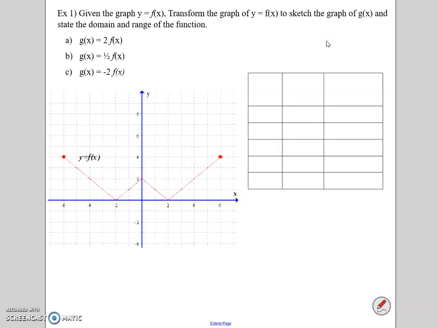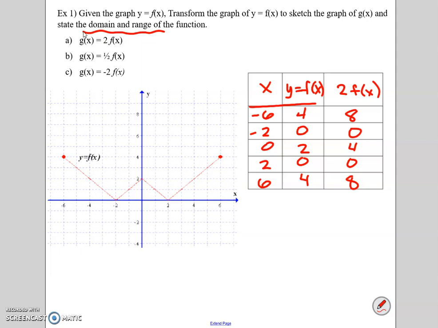Here we're given the graph of f of x. So the red graph here is f of x. We are going to sketch the graph of g of x and state the domain and range. We didn't do as much of the domain and range yesterday, so I really want to make sure we're good with that today. So let's try the first one. We're going to start by just making our table of values with our original function. So the original function here, the first point is at -6 and +4. The second point is at -2 and 0.